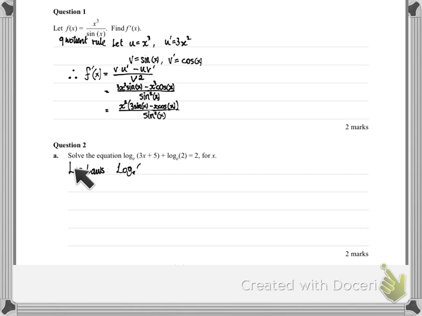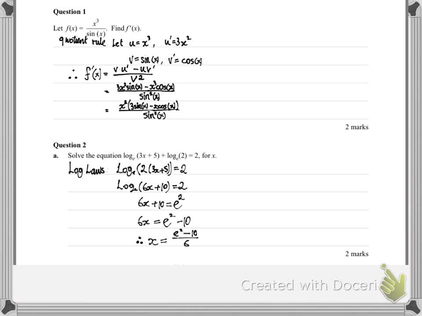Question 2, let's solve the log equation. So, you've got to use your log laws here. You've got log of something plus log of something means that the 2 parts inside the brackets will multiply. There it is. So, expand the brackets, 2 times 3x plus 2 times the 5. Now convert it to an exponential number. There it is. E to the power of 2 on the right hand side. Subtract the 10, divide by 6. Okay. So log laws are important.